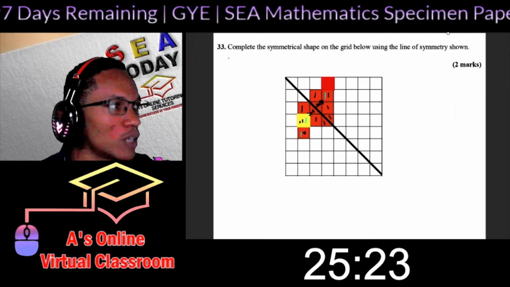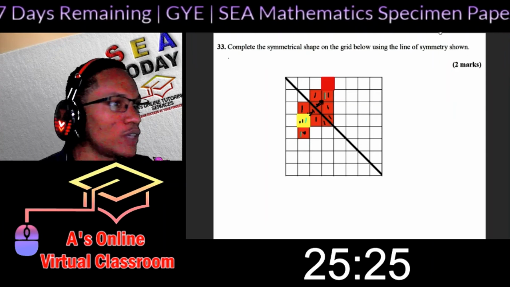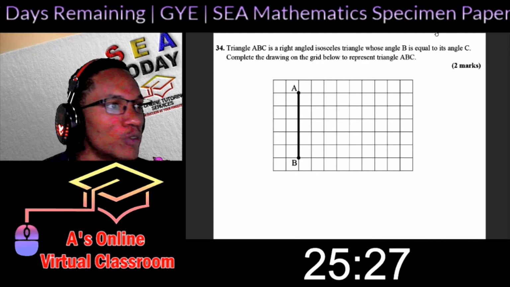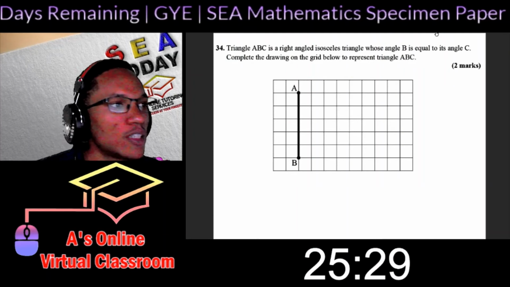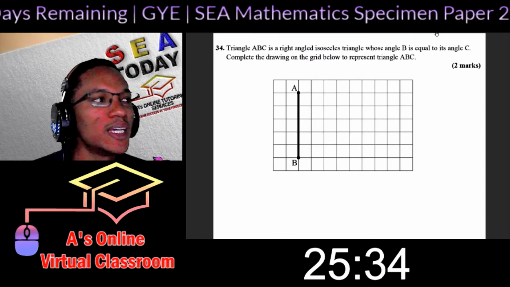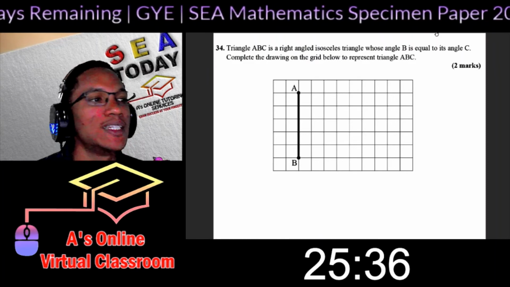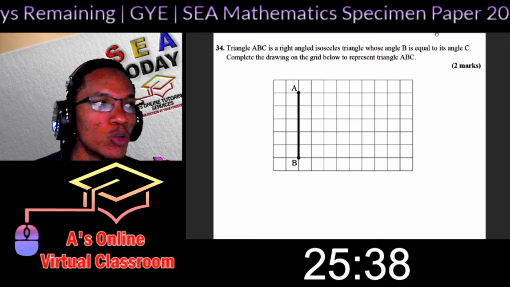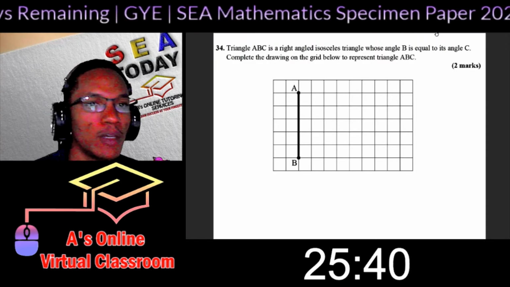That was just 2 marks. So these questions pass through a little faster. Number 34. Triangle ABC is a right angled isosceles triangle whose angle B is equal to its angle C. Complete the drawing on the grid below to represent triangle ABC.